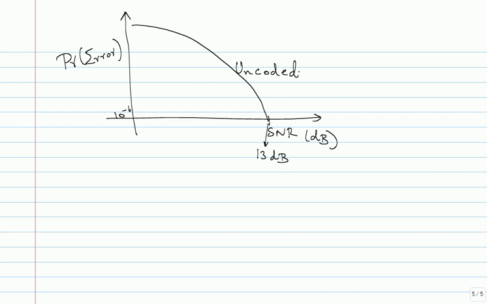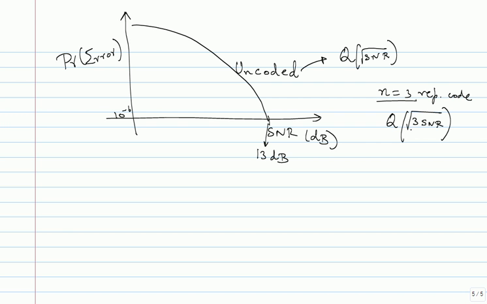Using all the experience you have understanding Q functions and dB, I want you to plot on this same graph the bit probability of error for the n equals 3 repetition code. This is a plot of Q of square root of SNR. So what is it for the n equals 3 repetition code? It is Q of square root of 3 times SNR.